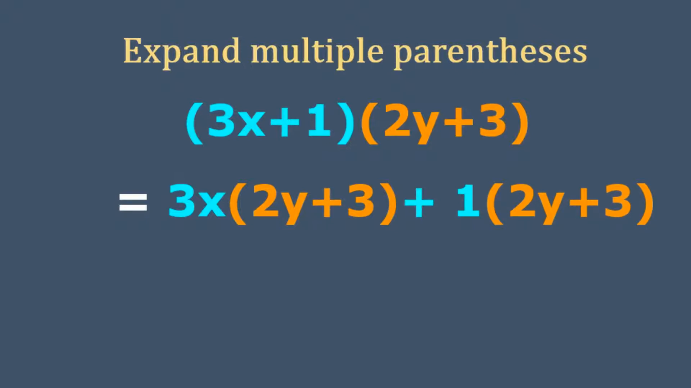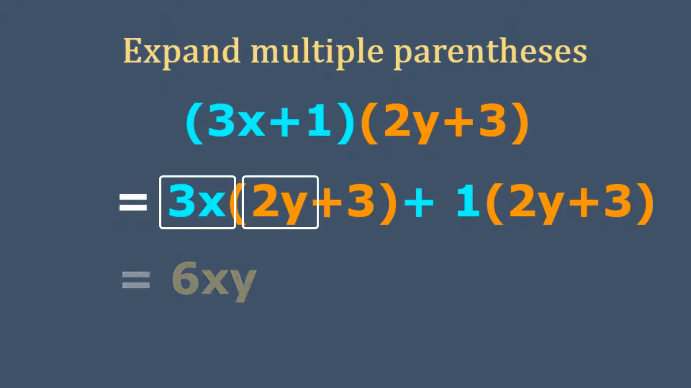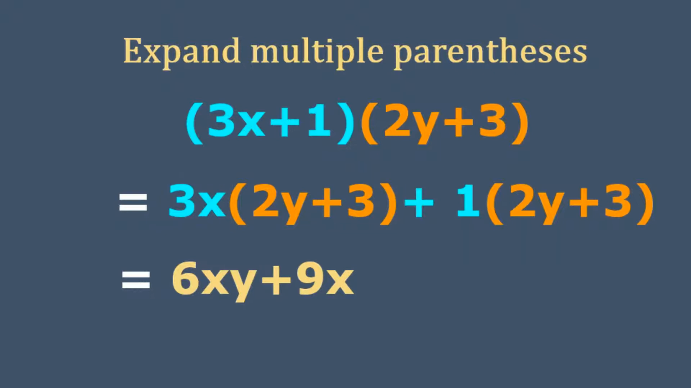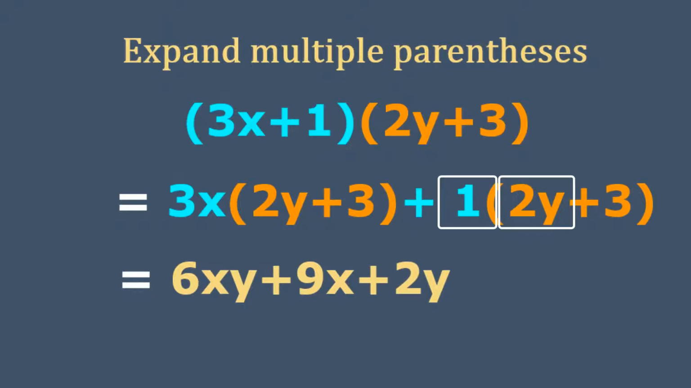Here, the first parenthesis, 3x plus 1, is broken down, and each term is multiplied by the second parenthesis. The first term, 3x, is multiplied by 2y, and is equal to 6xy. 3x is multiplied this time into 3, and is equal to 9x. The second term, 1, is multiplied by 2y, and is equal to 2y. 1 is multiplied this time into 3, and is equal to 3. The expanded expression becomes 6xy plus 9x plus 2y plus 3.